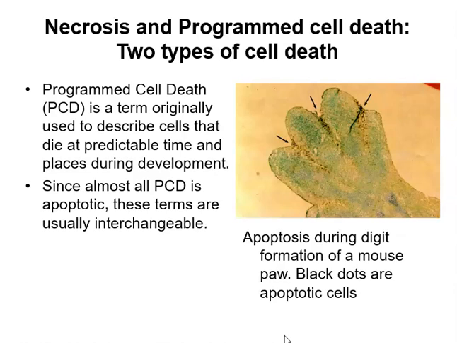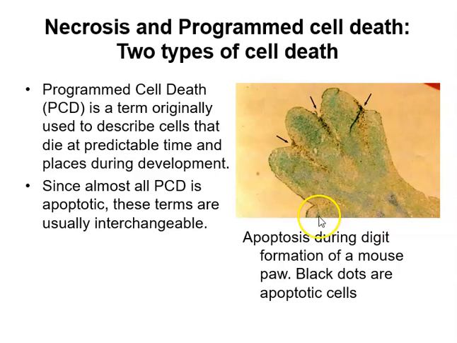So there are two main forms of cell death, and that is necrosis, which is just cell death, and programmed cell death. And within programmed cell death, apoptosis is by far the most important and widely studied mechanism. So programmed cell death is just a term that describes cell death that occurs in a predictable manner, usually in response to some sort of signaling. And almost all programmed cell death is apoptotic, although other forms of cell death, particularly ferroptosis and pyroptosis, are becoming more well studied. As far as you're concerned at this level, apoptosis and programmed cell death are effectively the same thing.